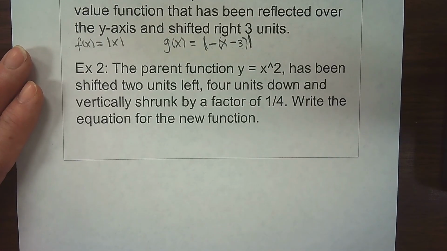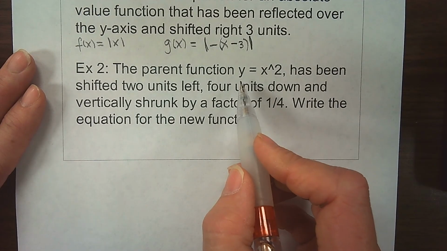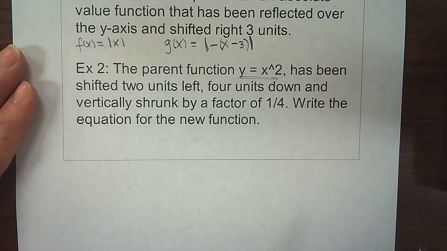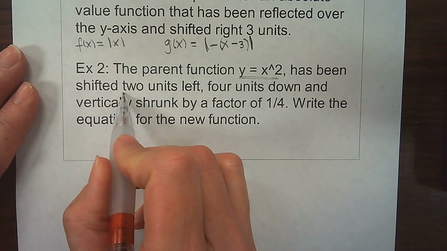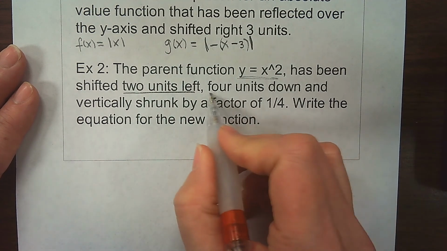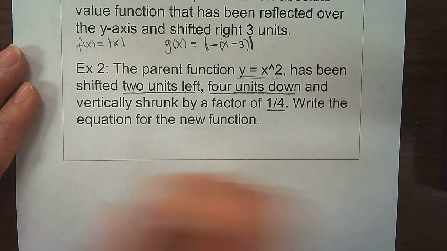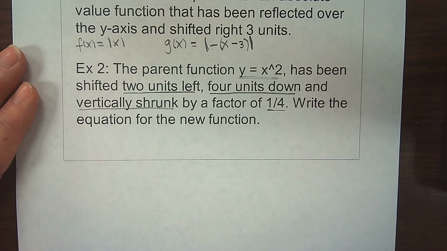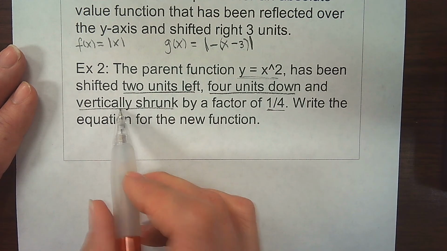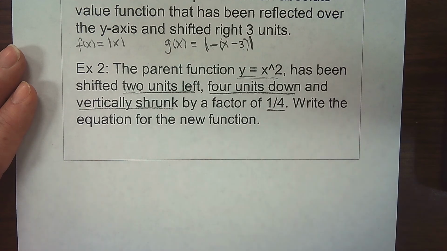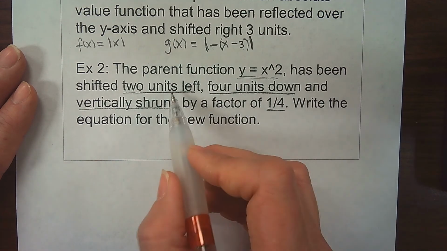All right, for the next one, our parent function is y equals x squared. They're directly telling us. I don't even really need to rewrite that, do I? It has been shifted 2 units left, 4 units down, and there's been a vertical shrink by a factor of 1/4. Vertical shrink by a factor of 1/4. Well, we know that vertical dilations mean that we're multiplying the entire function by this number, and we need to account for these shifts.